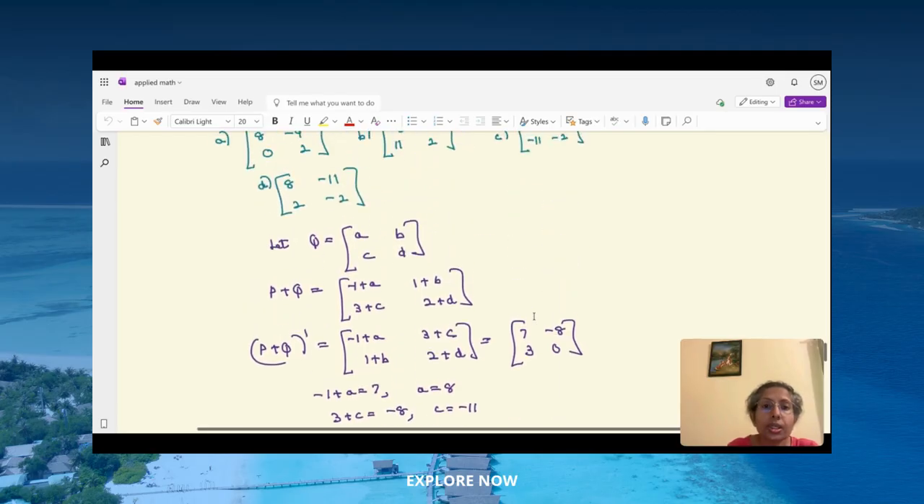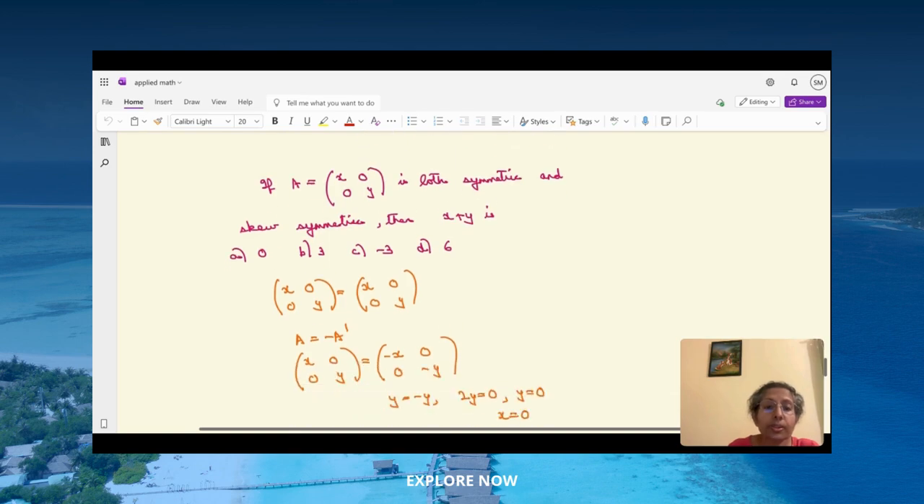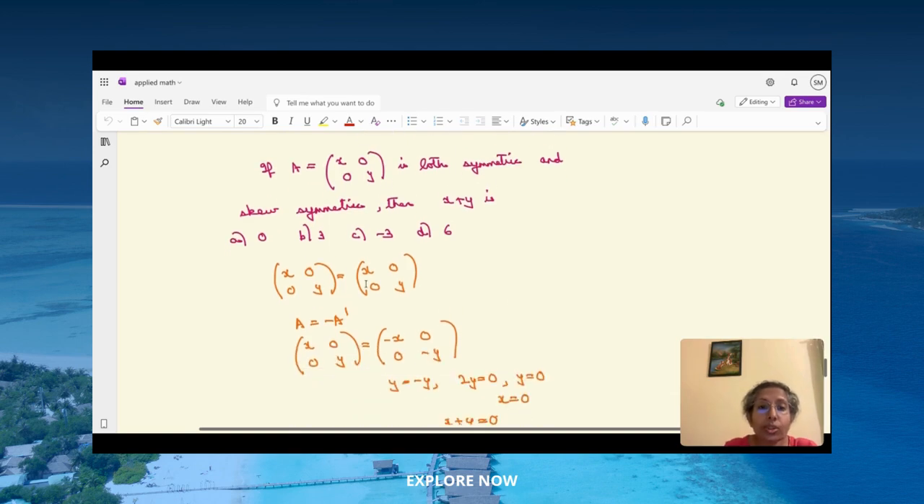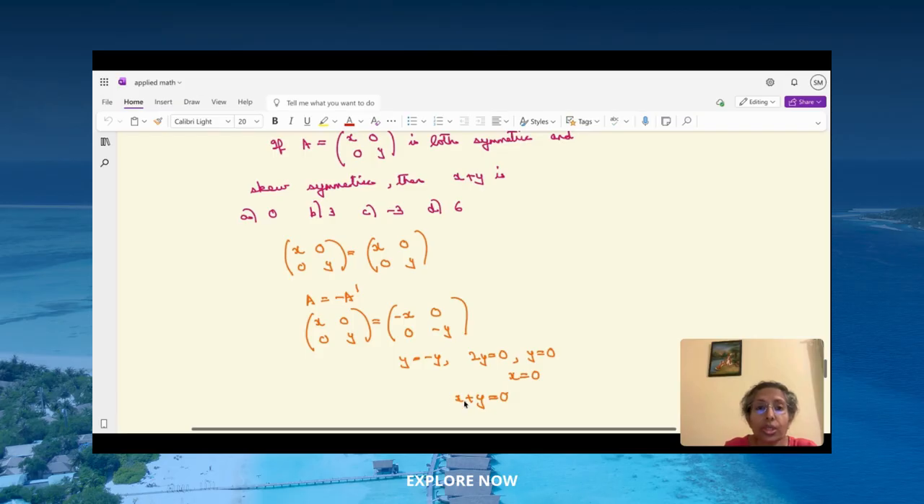That is option C. Now, if A is x, 0, 0, y is both symmetric and skew symmetric, then find x plus y. We are given some combinations here. Because this is symmetric, A equal to A transpose, which is the same thing, and A is skew symmetric, so A equal to minus A transpose. That is minus x, 0, 0, minus y. So we get x equal to minus x, that means x is 0, y equal to minus y, that means y is also 0. So x plus y is 0, that is option A.